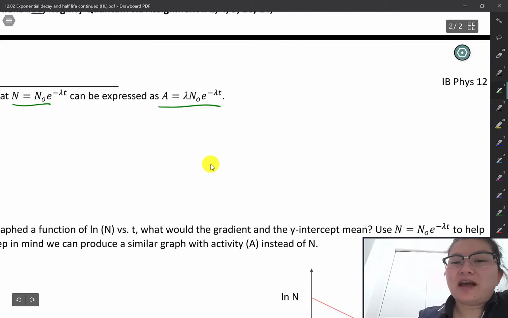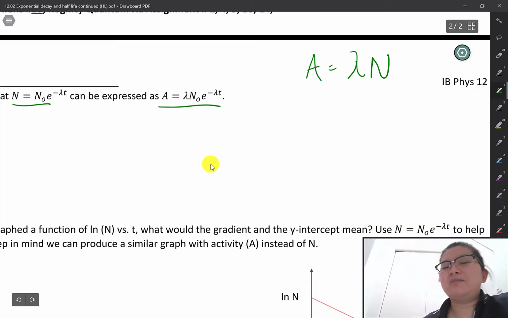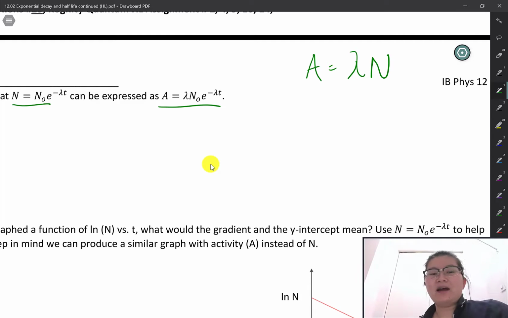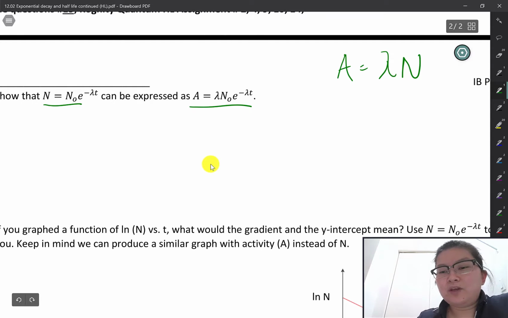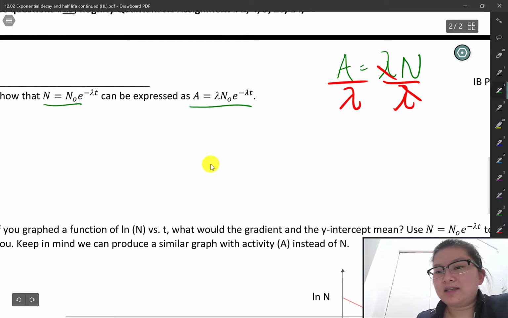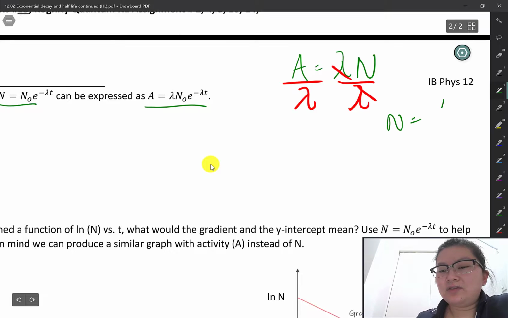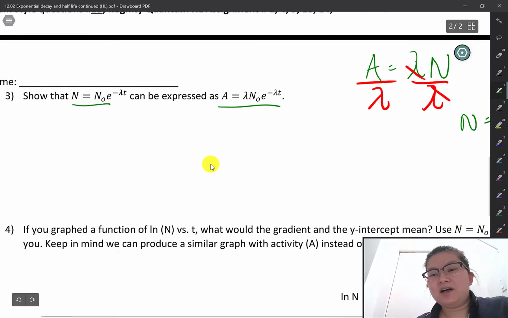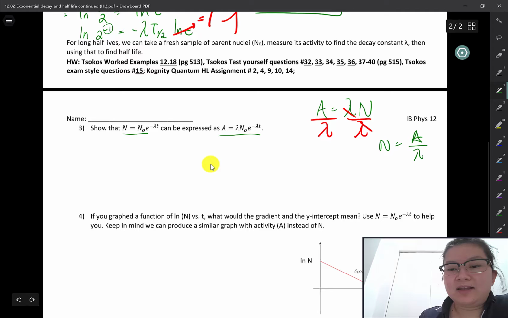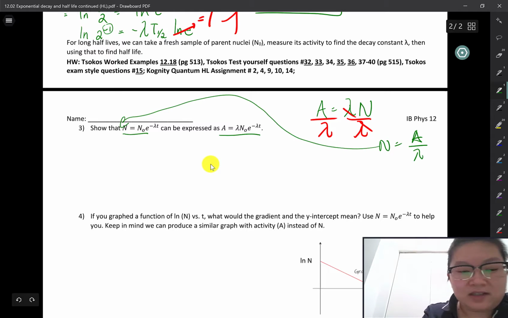We also know that activity is equivalent to the decay constant times the amount of radioactive nuclei at that time. So what we can do is rearrange this so we get N on one side of the equation. And what that means is N is equal to activity over lambda, okay? So let's plug activity over lambda into this equation.